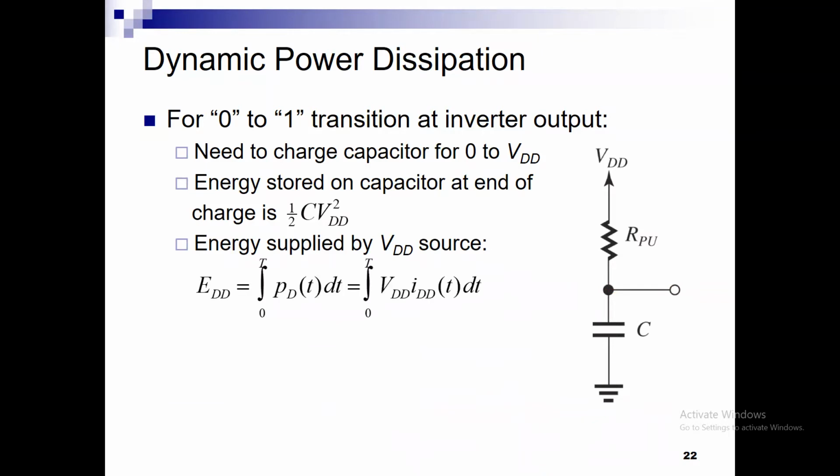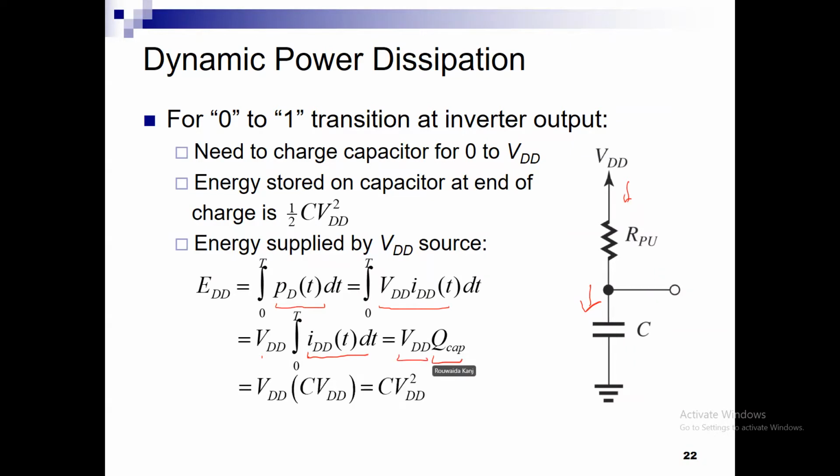So let us see. Therefore, the energy that is supplied by VDD is equal to the integral of the power, which is the integral of VDD times IDD. VDD is a constant, we take it out. The integral of I, we said, is the same current that is flowing during charging in the capacitor. Therefore, it is VDD times Q cap, but Q cap is CVDD, therefore the total energy is CVDD squared.